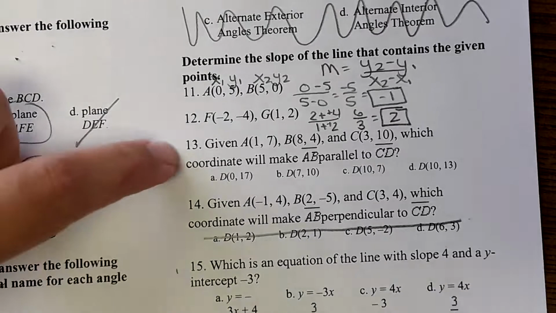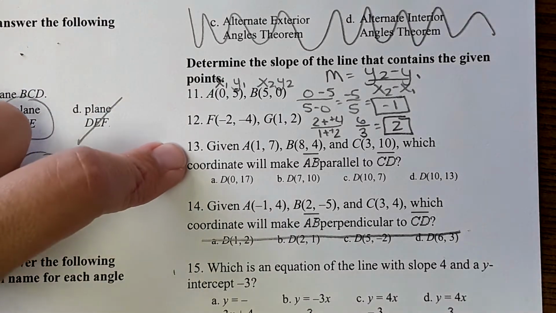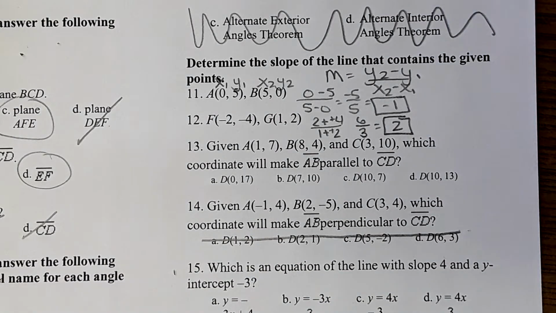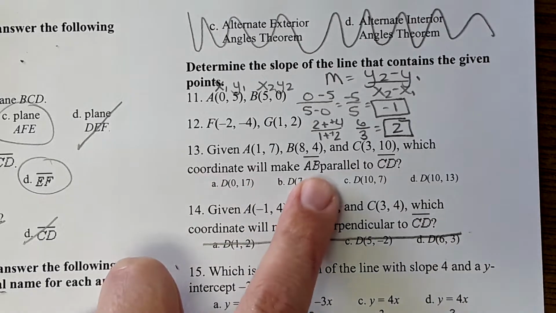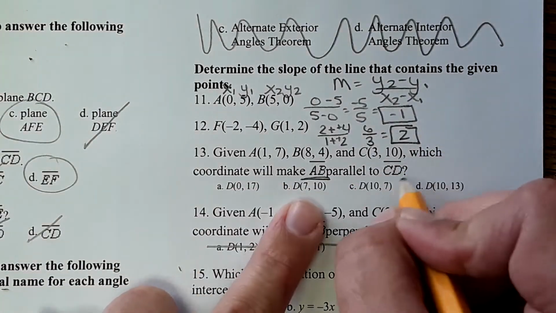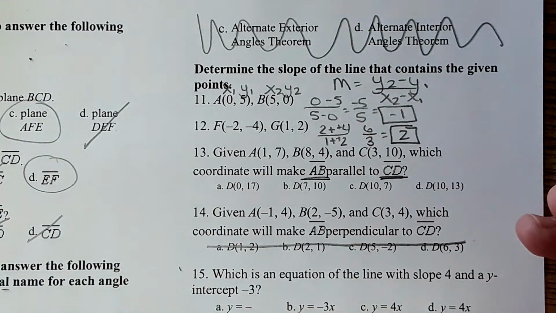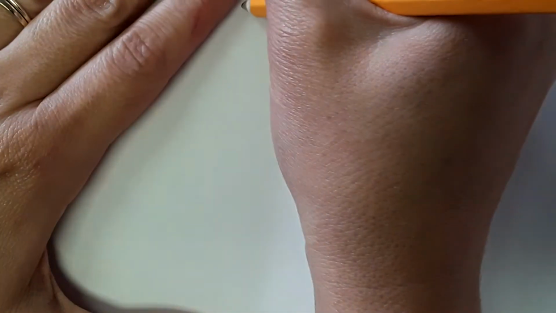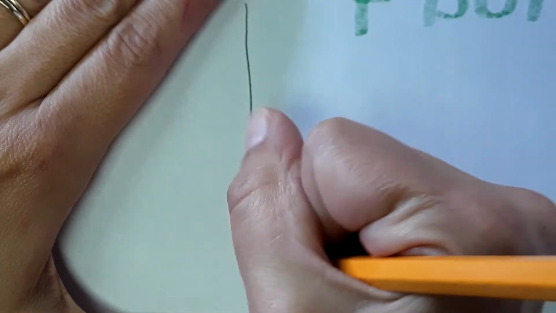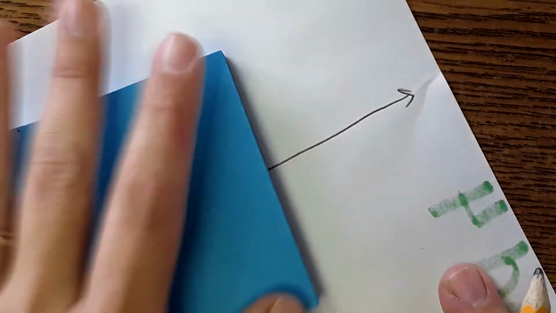Sometimes things are presented in a way that we haven't seen before, and we just have to roll with it. So here it says that given A, B, and C, which coordinate will make line AB parallel to CD? I'm actually going to have you flip your paper over, and we're going to graph this. So I need you to draw a coordinate plane as best you can, as straight as you can, given the circumstances. You can use your ID if you need to. I'm freehanding it, and it's all right.